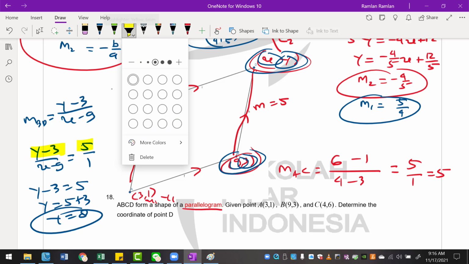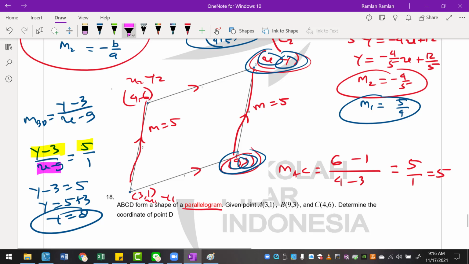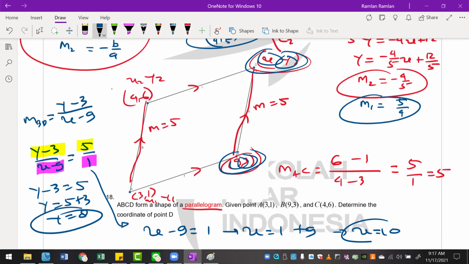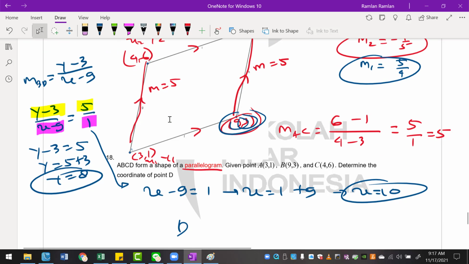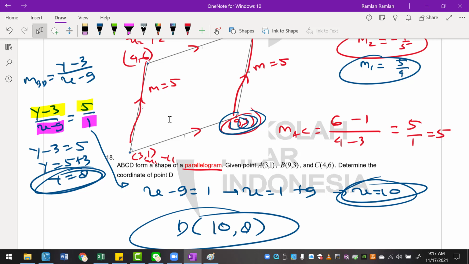And then I can get the value of x by using this one. So I will get x minus 9 equals 1. So x equals 1 plus 9, and x equals 10, right? Which means that we can have a conclusion that the coordinates of D will be 10, 8. Okay, we're done.